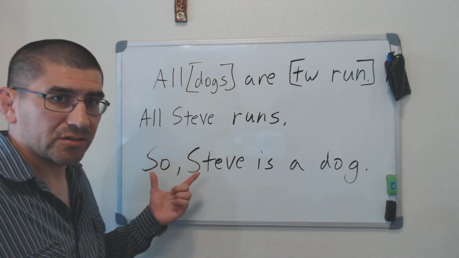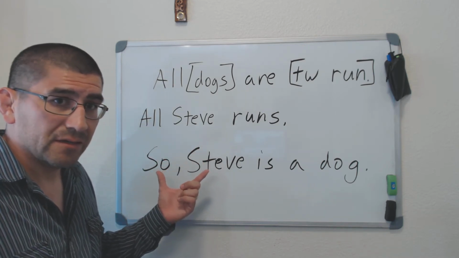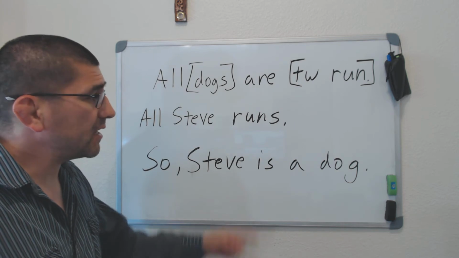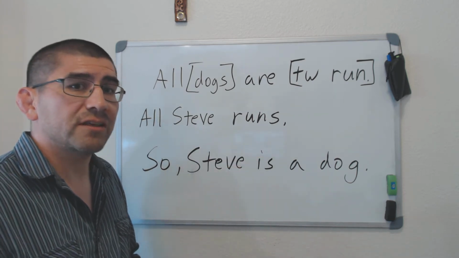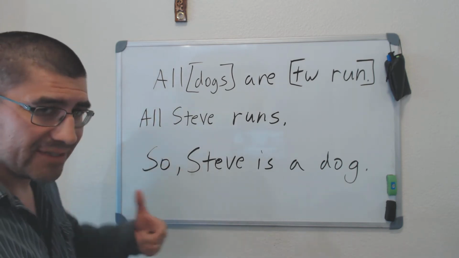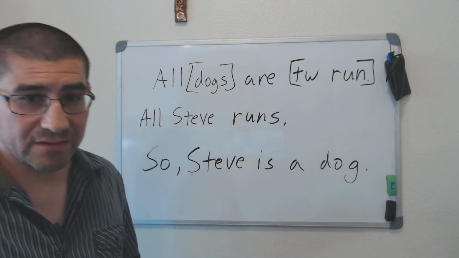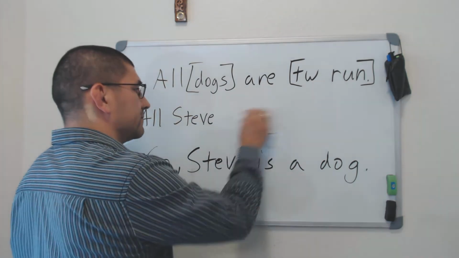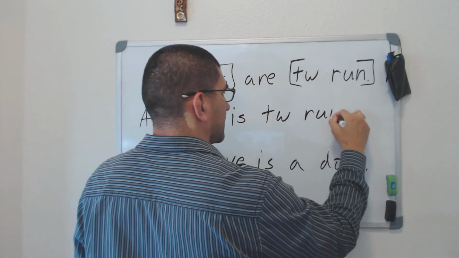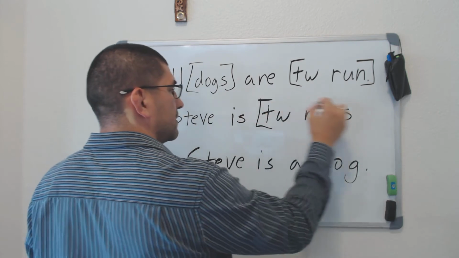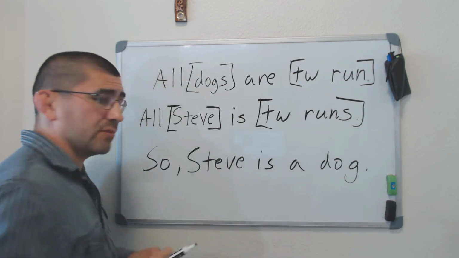Now what do we have to do? Is it done for logical form? No, it's not done. I don't see the verb to be. We have to expose that. How do I expose that? I have to turn this into a relative clause by adding that which or that which is. So you just have to say it. Okay, so all Steve is that which runs. Okay, and I put that in brackets, and I put Steve in brackets.